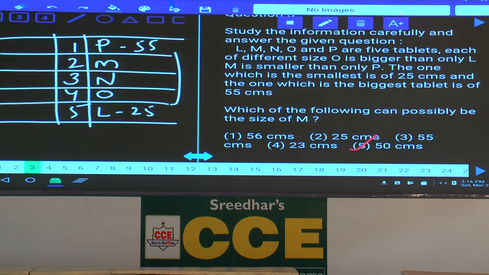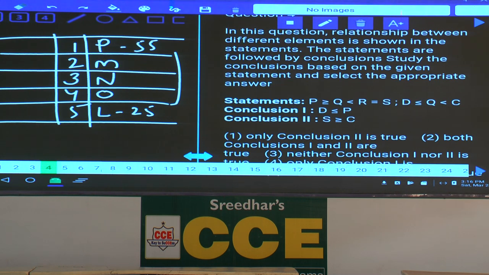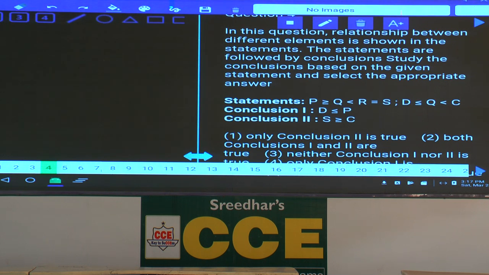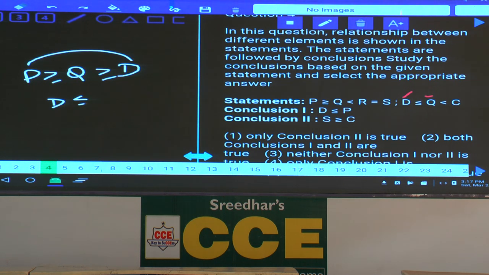Now question number 3. Then 4, now question number 4, D and P. Yes, what can we say about this one, D and P? The letter which is common is Q is common. Now P greater than or equals to Q, and D lesser than or equals to Q means Q greater than or equals to D. Hence between P and D, P greater than or equals to D, which implies that D is either lesser than or equals to P. Now that is the first conclusion.